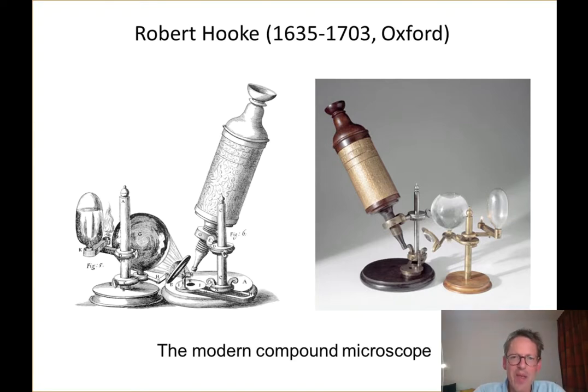So the image on the left is a rendering of Hooke himself and of the instrument he built, and what you see is what is called the modern compound microscope. Microscopes to this day contain the same components as this compound microscope built by Robert Hooke, so it's worth looking into what he's done. So if you look at the image on the right, this is a modern replica of the instrument that Hooke might have built.